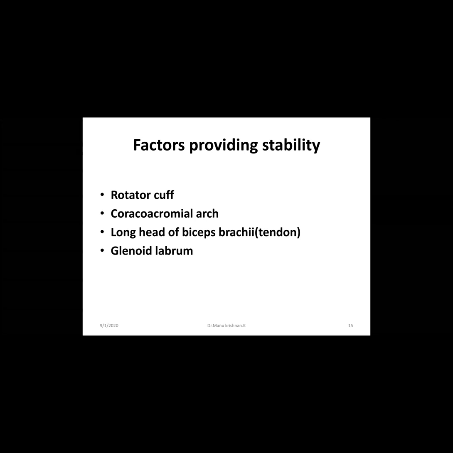So we have discussed the basic anatomy of the shoulder joint. We have seen the arterial supply, nerve supply.